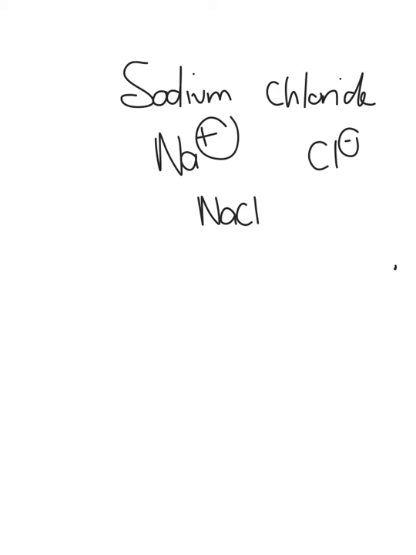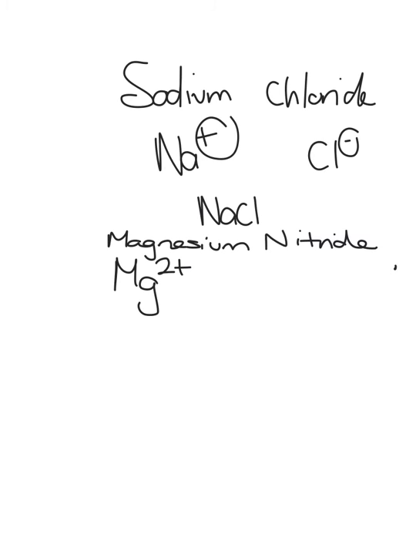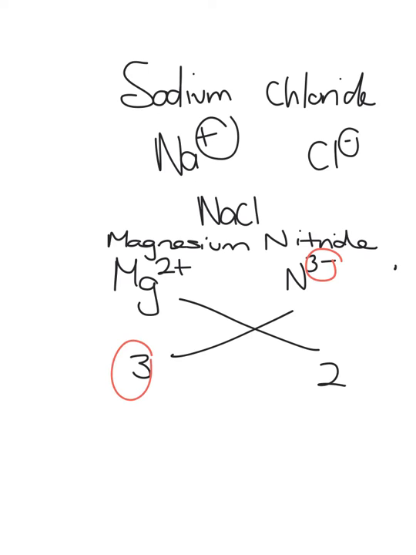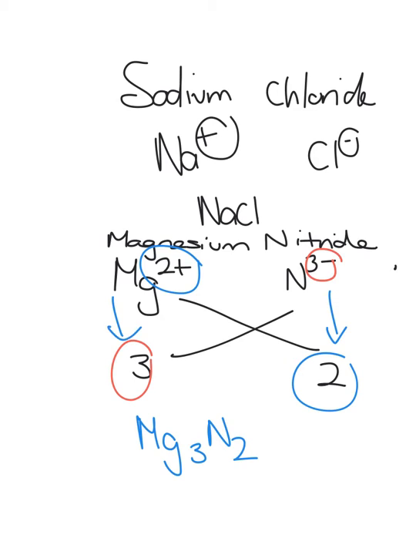But then sometimes it gets a little bit harder. If we have magnesium nitride, we have Mg2+ and N3-. So how do we work out the overall charge? Well, we cross them. We put 3 there and 2 there. The 3 comes from here, going to there, and the 2 comes from there, going to there. That tells us we've got Mg3N2. That's just a bit of a trick, but if you think about it, it works.